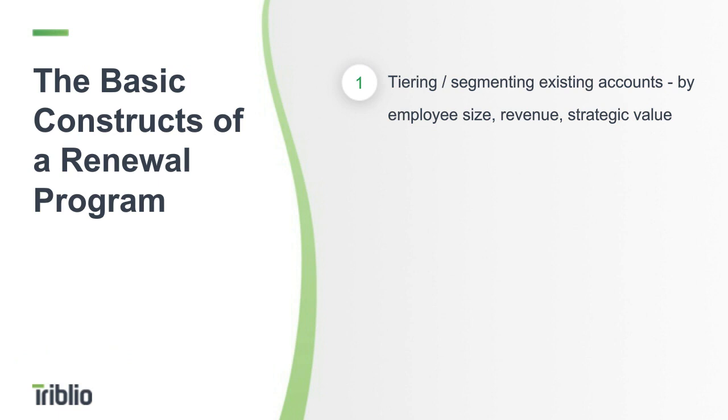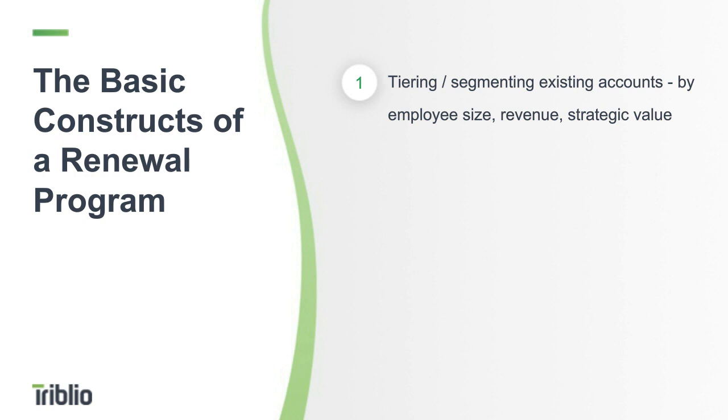More progressive customer marketing teams are actually thinking of the customer lifetime value instead of just the initial sale. And they're supporting the customer success teams by designing and executing a customer renewal campaign or program to facilitate renewals. And here's the basic construct of that program. It starts with tiering and segmenting existing customer accounts.